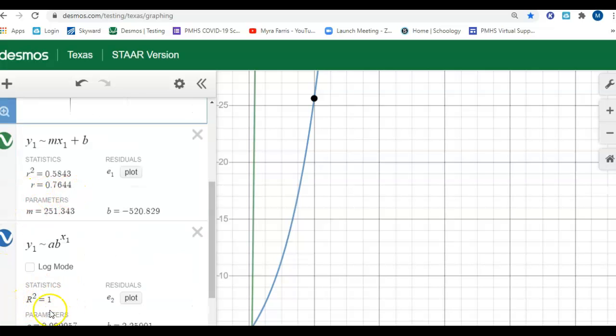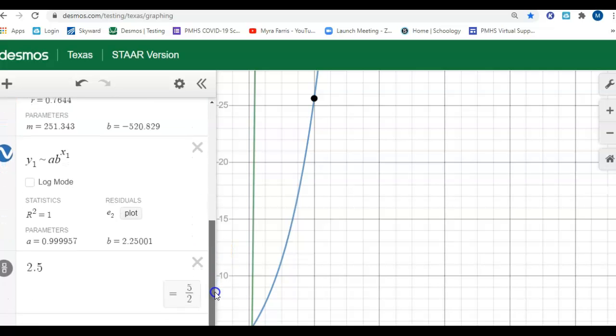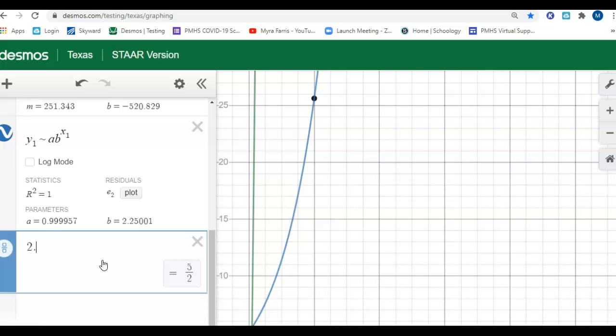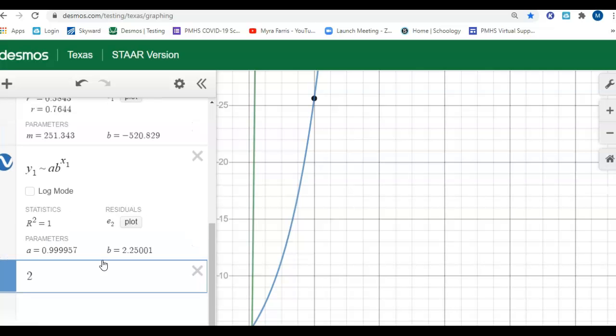Compare your R values. I'm looking for the R value closest to 1. This one is exactly 1. So it is going to be this kind of equation. This kind of equation is called exponential. So what is that exponential equation? Y equals, what is my A number? So you see something about how I typed it wrong? Okay, we're going to come back to that one.